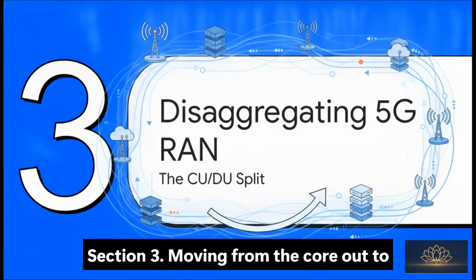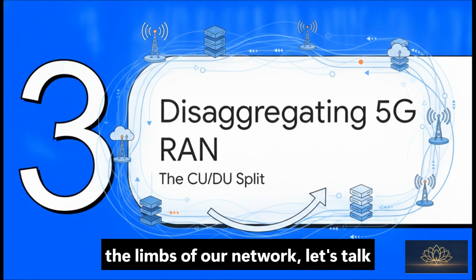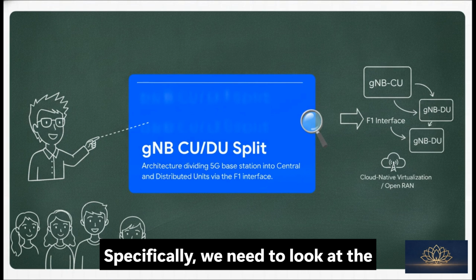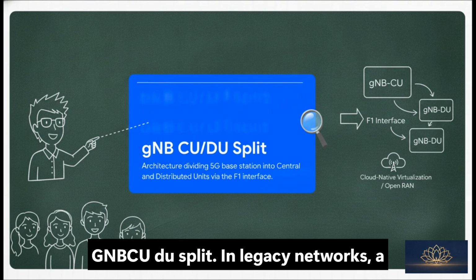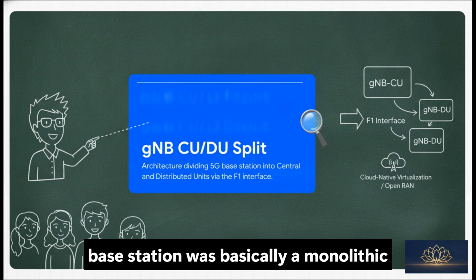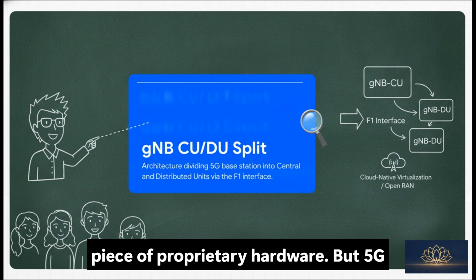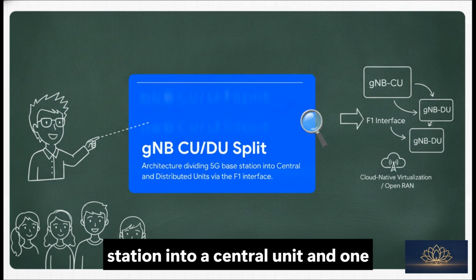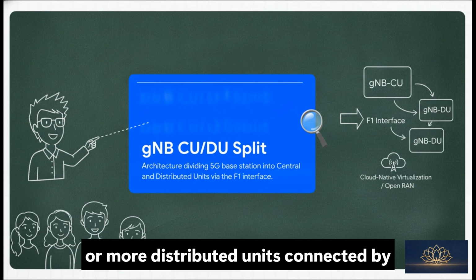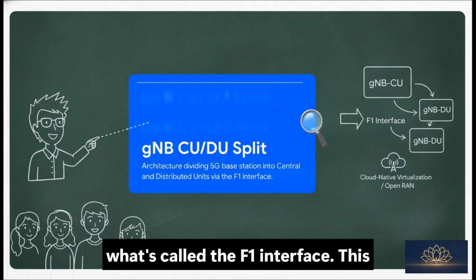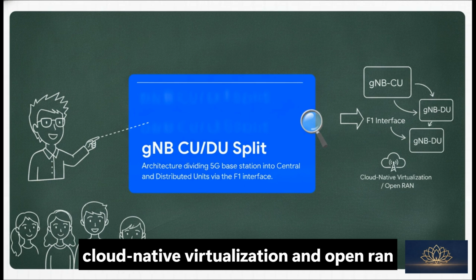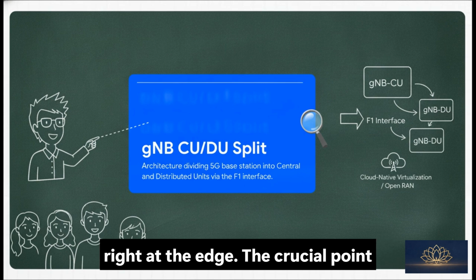Section 3. Moving from the core out to the limbs of our network, let's talk about the radio access network. Specifically, we need to look at the gNB-CU/DU split. In legacy networks, a base station was basically a monolithic piece of proprietary hardware. But 5G standardizes a split, dividing the base station into a central unit and one or more distributed units, connected by what's called the F1 interface. This disaggregation is an absolute game changer. It fundamentally enables cloud-native virtualization and Open RAN right at the edge.